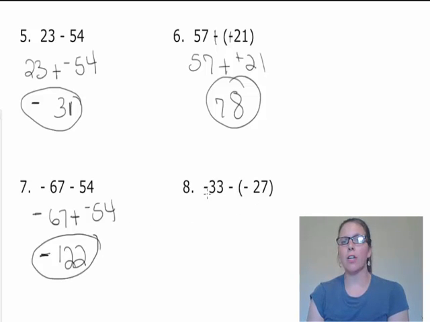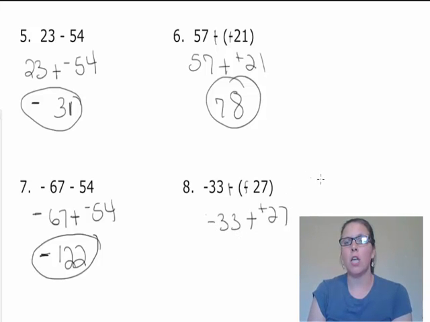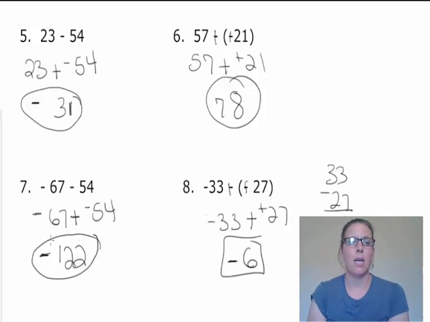Over here, negative 33. Take away negative 27. Okay, so again, cha-ching. So negative 33 plus a positive 27. Now our signs are different. Okay, so remember, you really subtract and take the sign of the larger number. So we know our answer is going to be negative, so we can do 33 minus 27, and you would get 6. Negative 6.